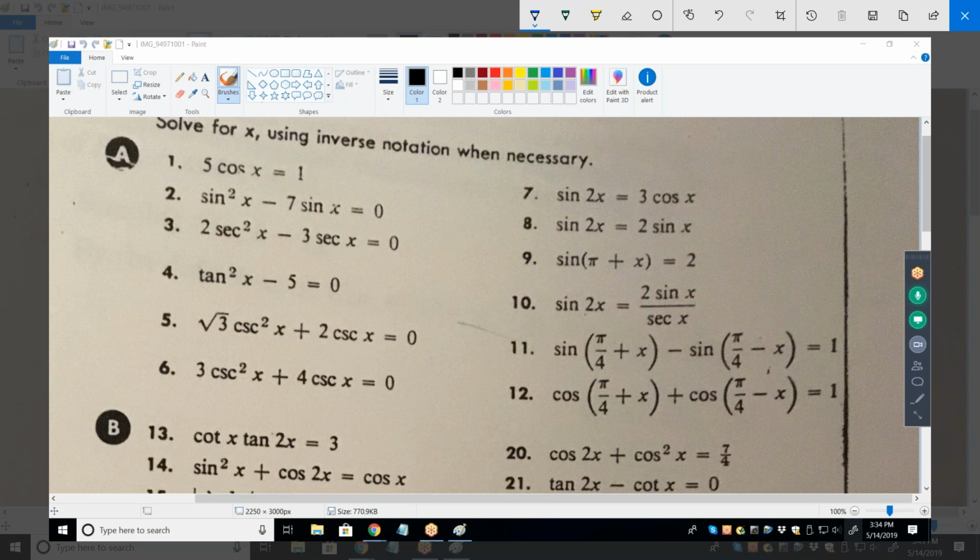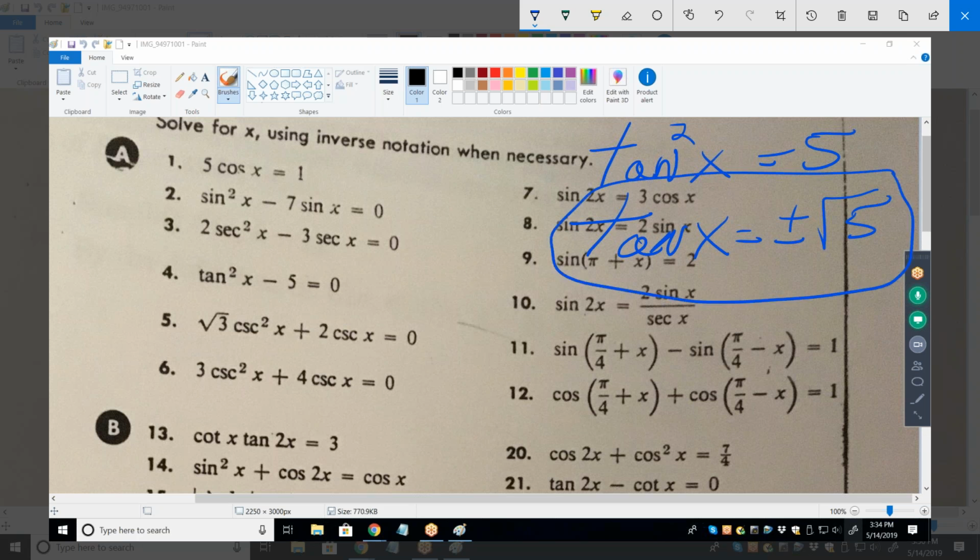Tangent squared x minus 5 equals 0. So what does that mean? The tangent squared is equal to 5. What's the tangent? Tangent is positive or negative root 5. Fine. Here you know you're going to have all 4 quadrants, because if I didn't have the plus or minus, I would have 2 quadrants, first and third. The minus also gives me the second and fourth.